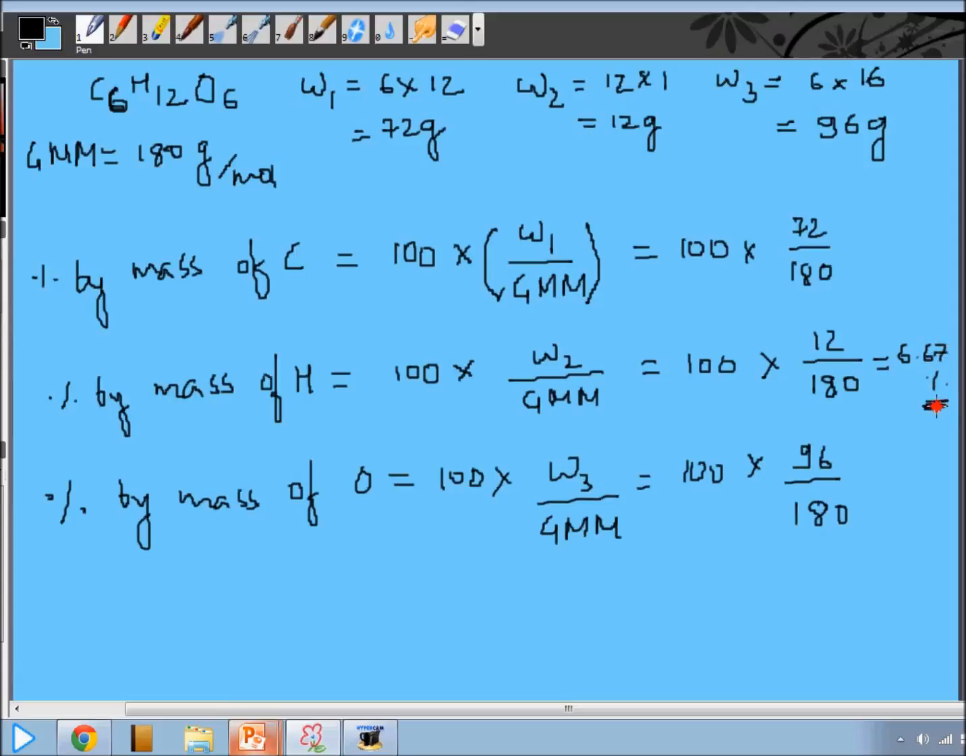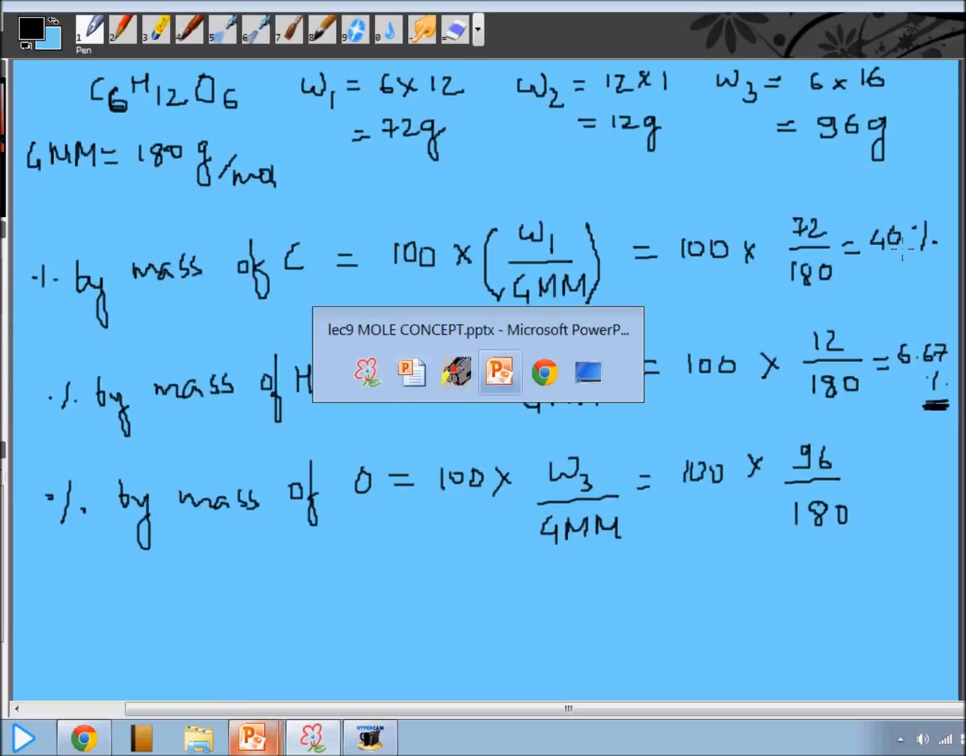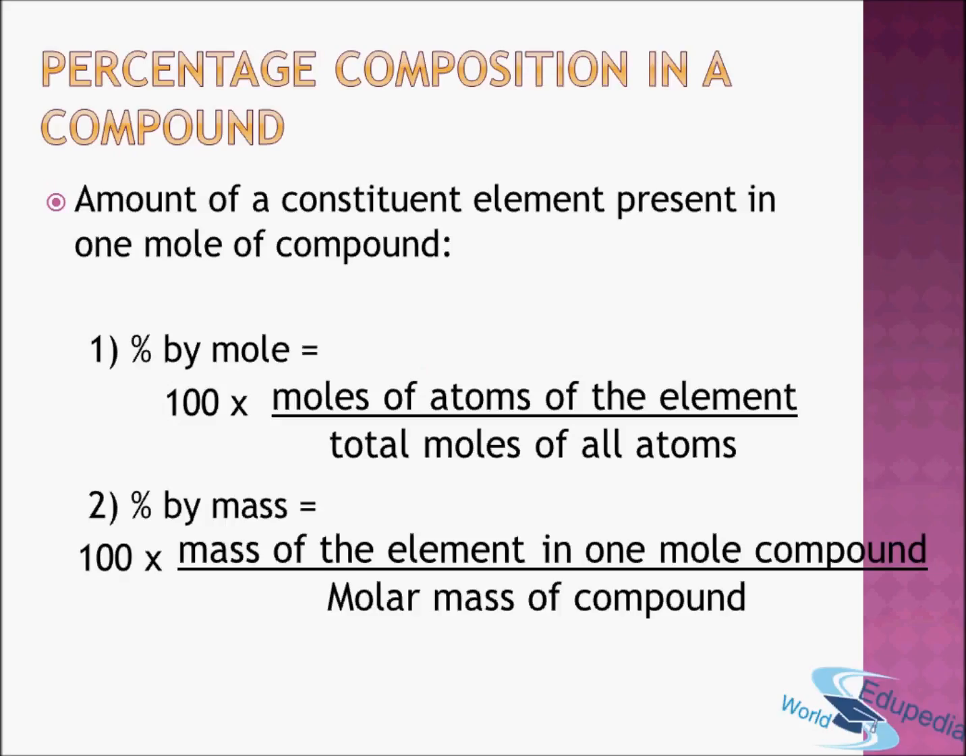So you have to use this percentage sign after your answer, because you have calculated percentages. Okay, similarly I can calculate for carbon. For carbon it will come out to be 72 divided by 180 is, okay, around 0.4. So this will come out to be 40%. Okay, like this. So you have to report final answer using percentage symbols. So this answer covers all of the topic of percentage composition.